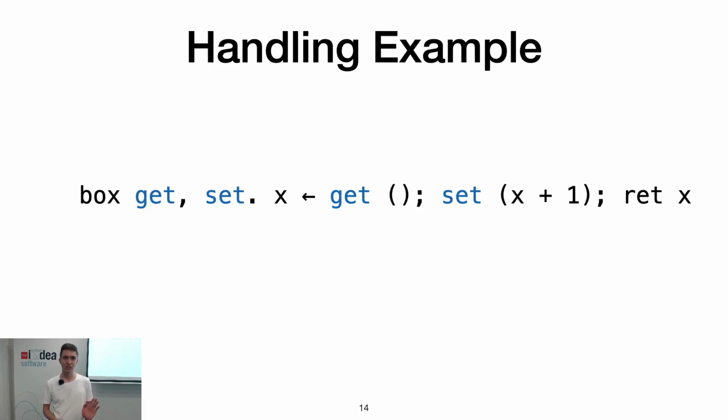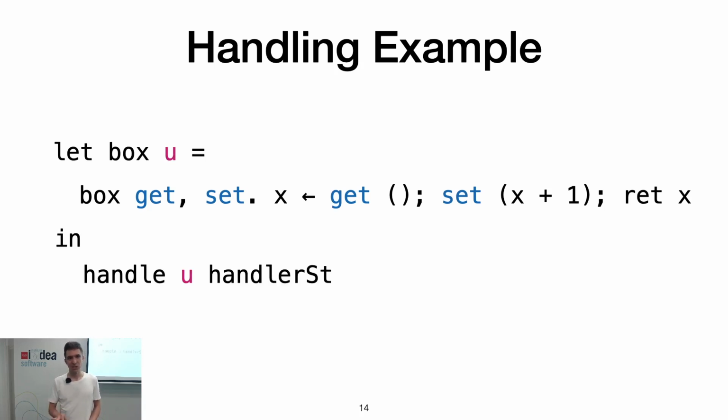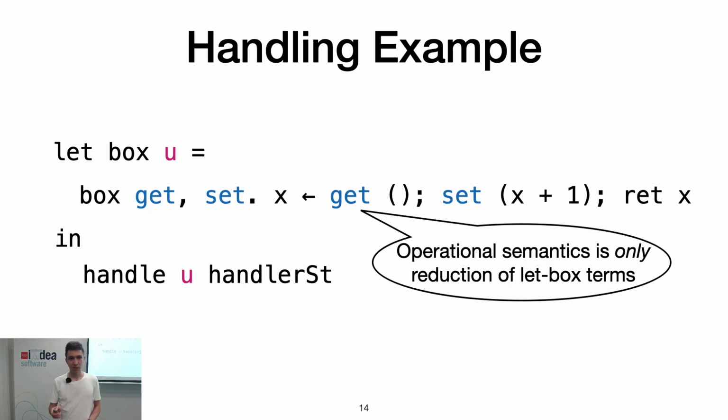But let me show you an example of how handling works. So remember the Tinker program, we put a box around it, so it becomes a box term of a box type. We eliminate it with letBox. We bind it to a variable u. Next thing we do is we apply handling to it. We use some handler for state on that variable. Remember that the only beta reduction that we have is the letBox contraction, so that's the only thing we can do in this program. We cannot reduce handling right away.